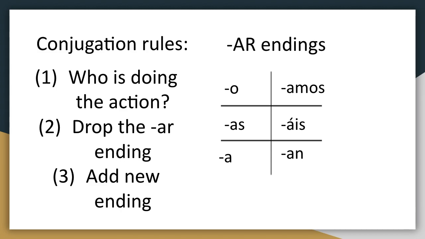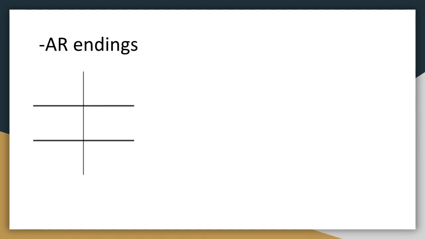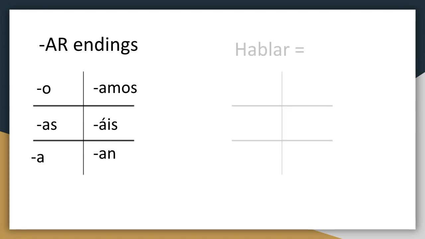So let's kind of go over this with an example. First, write down your endings. When we're first learning new verb endings, it's always a good idea to have the endings somewhere you can see them and reference them easily. So we have o, as, a, amos, áis, an. Awesome. Now let's look at an example.